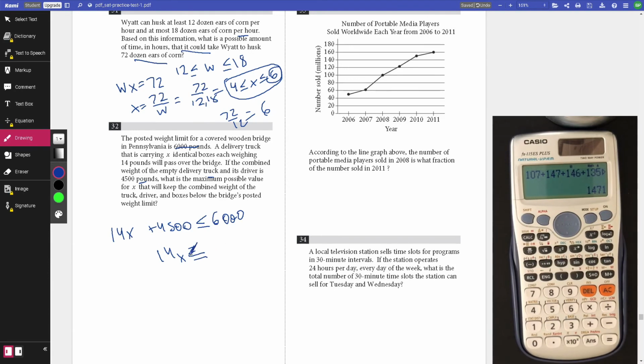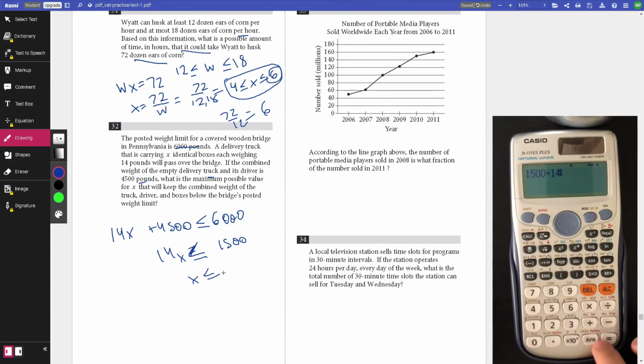So let's just subtract it over, then divide on the calculator. 107. So that's your answer. You want to bubble in 107. That's the maximum.